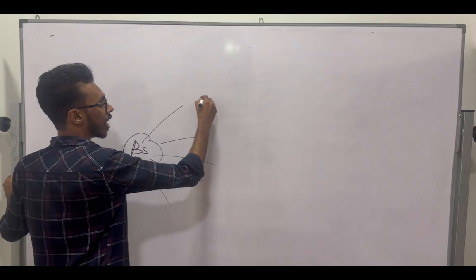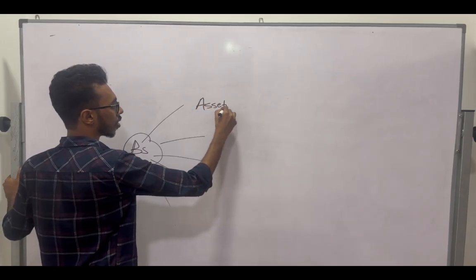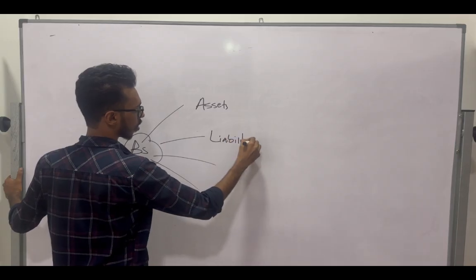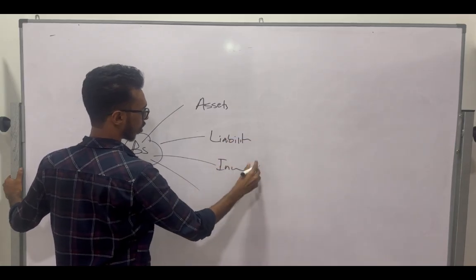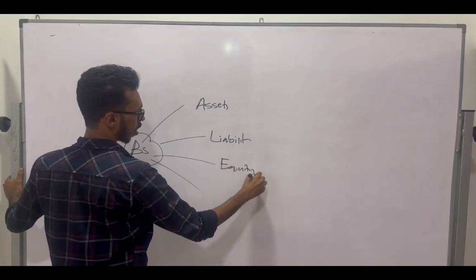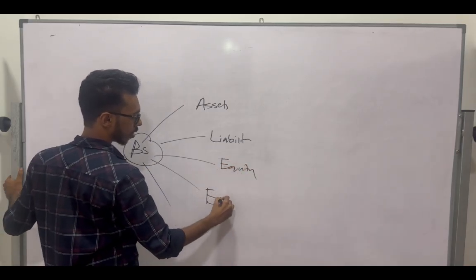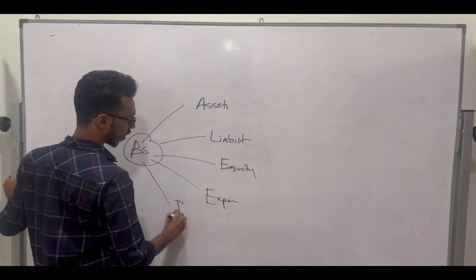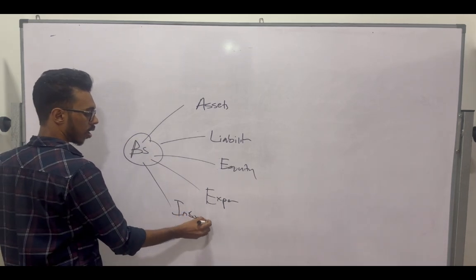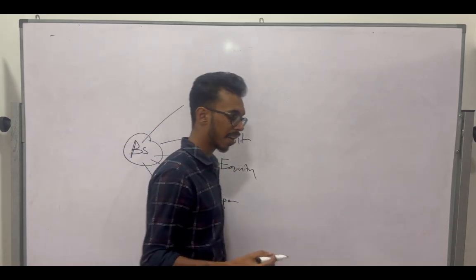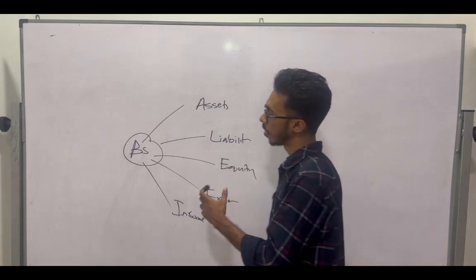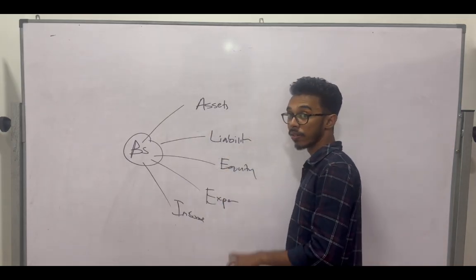That is the assets, the liabilities, the income, sorry, not income, the equity, and the expenses. And then finally the income. So those are the 5 elements that you can see when it comes to a business. When it comes to the accounting part, those are the 5 elements you can see.